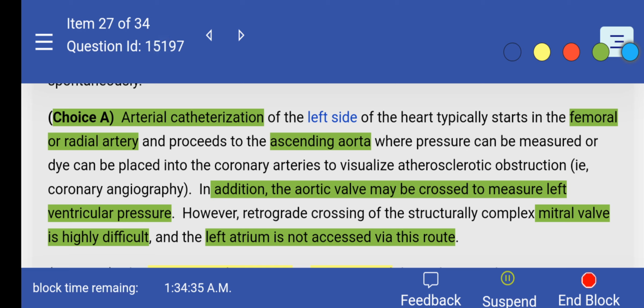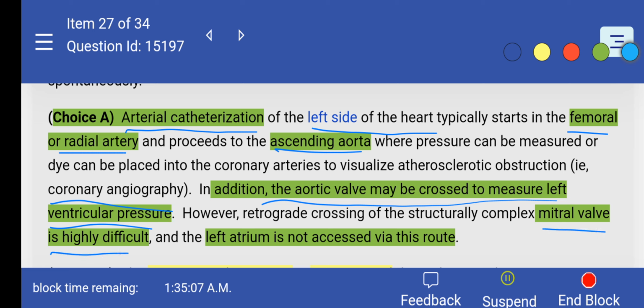Why not option A? Because arterial catheterization of the left side of the heart typically starts in the femoral or radial artery and proceeds to the ascending aorta, where pressure can be measured or dye can be placed into the coronary arteries to visualize atherosclerotic obstruction, that is coronary angiography. In addition, the aortic valve may be crossed to measure the left ventricular pressure. However, retrograde crossing of the structurally complex mitral valve is highly difficult, and the left atrium is not accessed via this route.